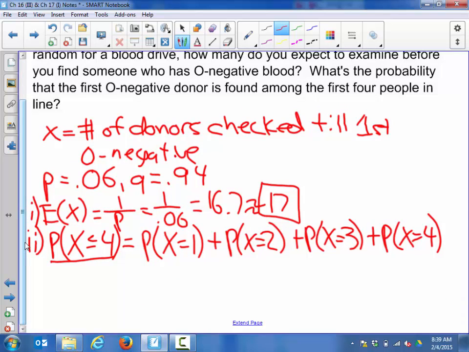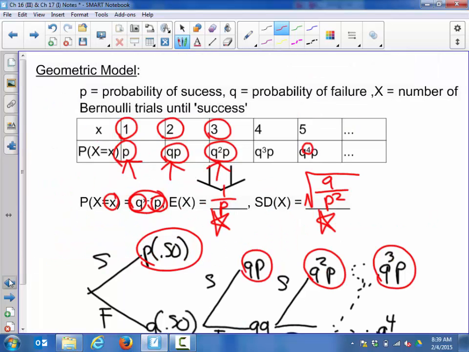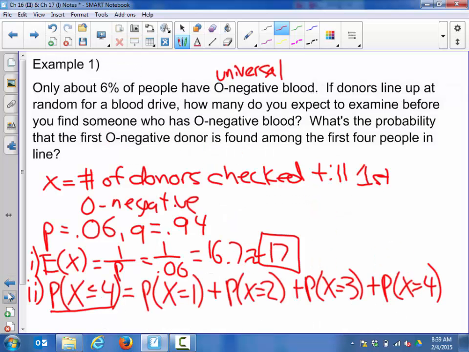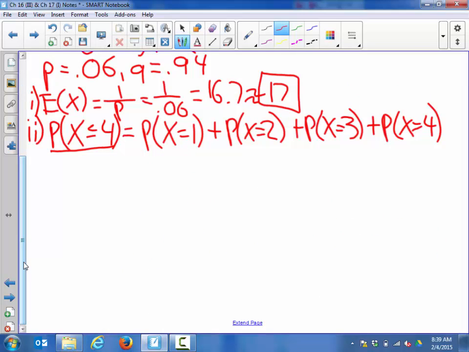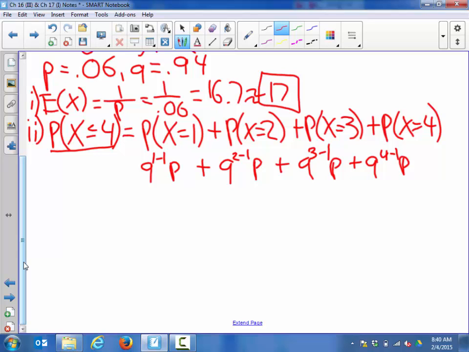So, breaking these probabilities down, the geometric model says you just take Q to the x minus 1 times P. Let me erase this chunk here so you can better see it. Q to the x minus 1 times P. So if we want to know the probability that the first person is our success, that's Q to the 1 minus 1 times P, plus Q to the 2 minus 1 times P, plus Q to the 3 minus 1 times P, plus Q to the 4 minus 1 times P.